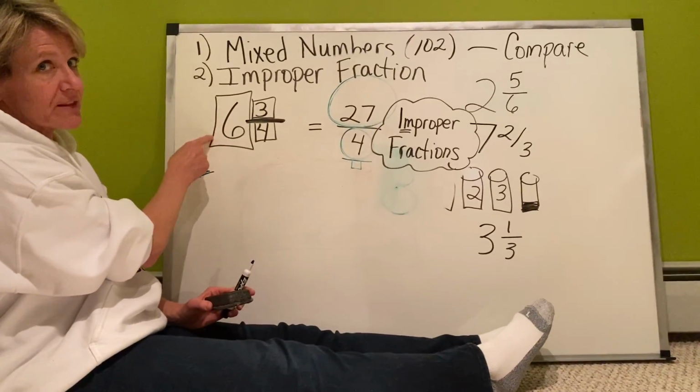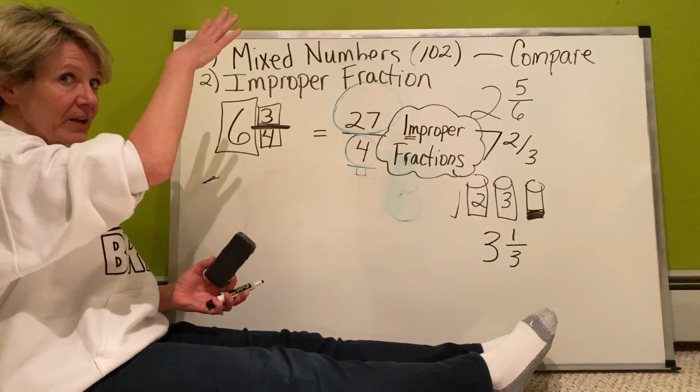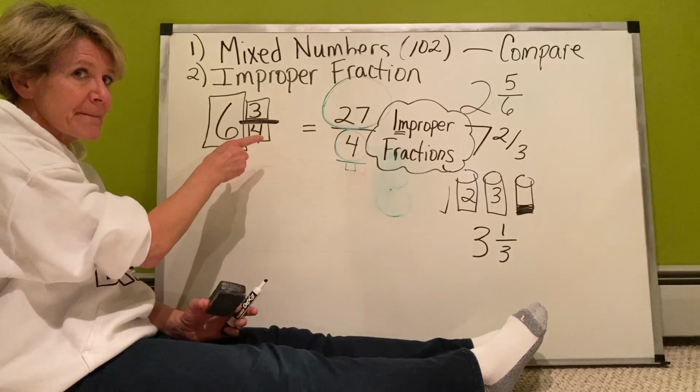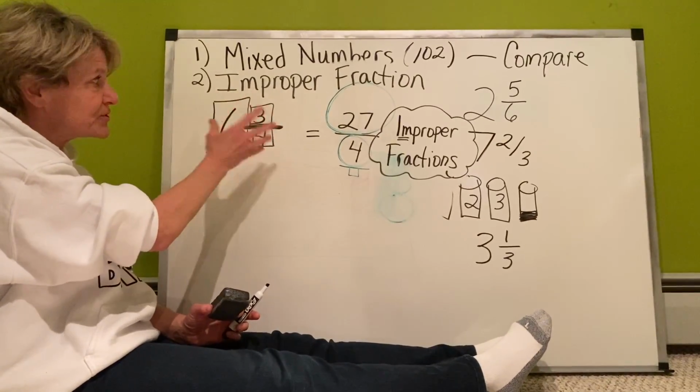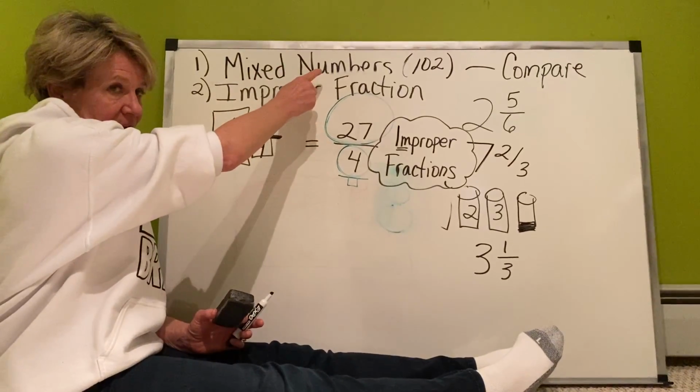Test yourself. Do you remember what this is called? Big whole numbers and a fraction, kind of a mixture of two different kinds of numbers, mixed numbers, okay?